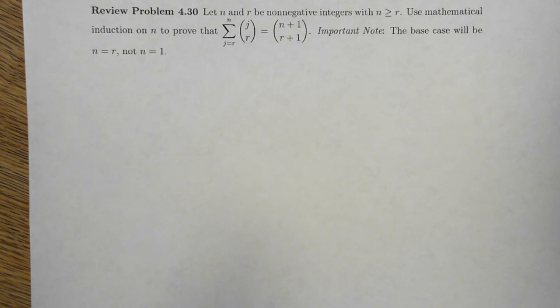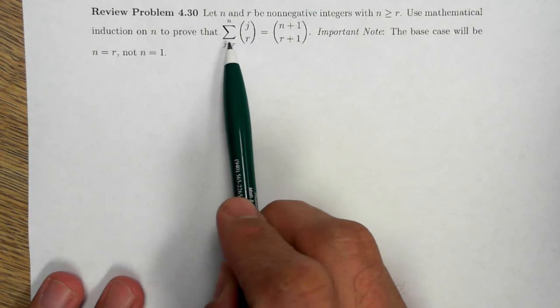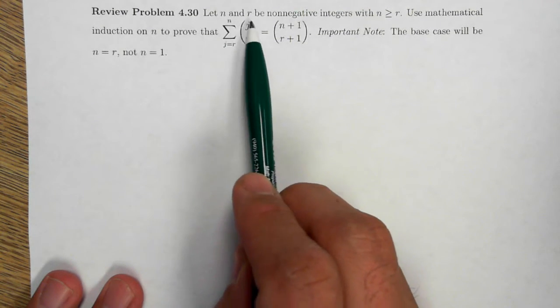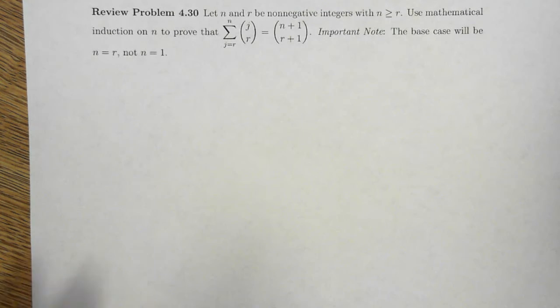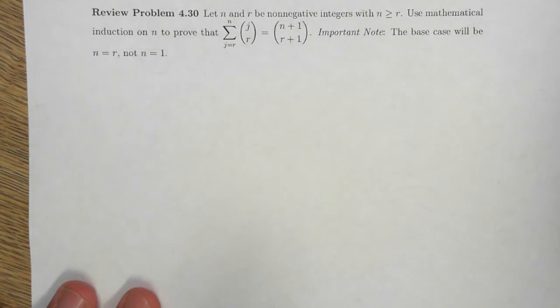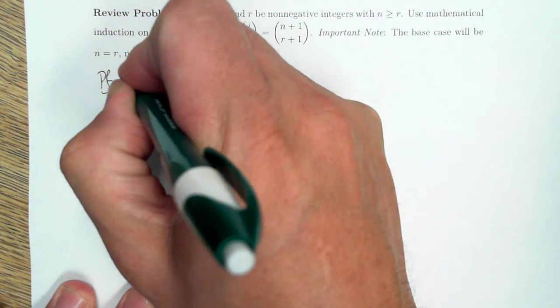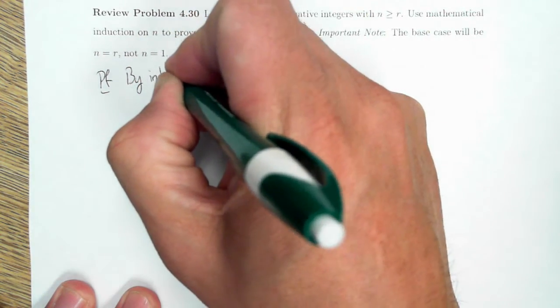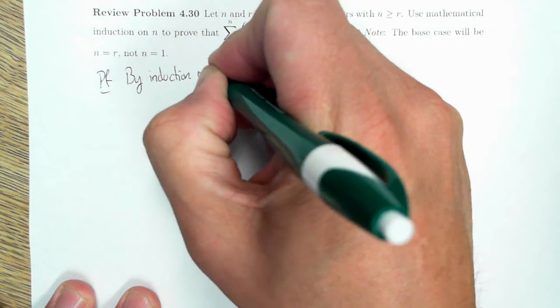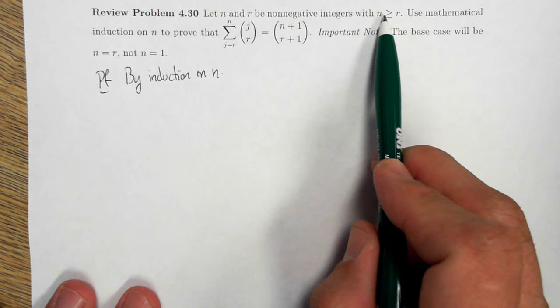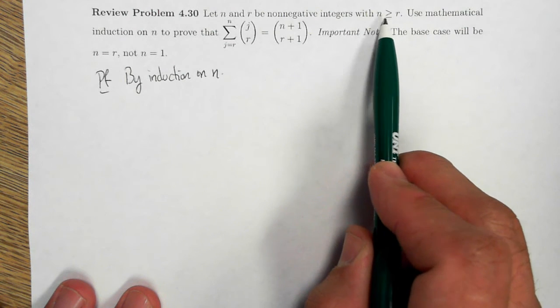All right, in this review problem, we're going to take a look at 430, and we're going to prove by induction that the sum of j equals r to n of j choose r is equal to n plus 1 choose r plus 1, as long as n is greater than or equal to r. And the proof of this will be by induction on n.